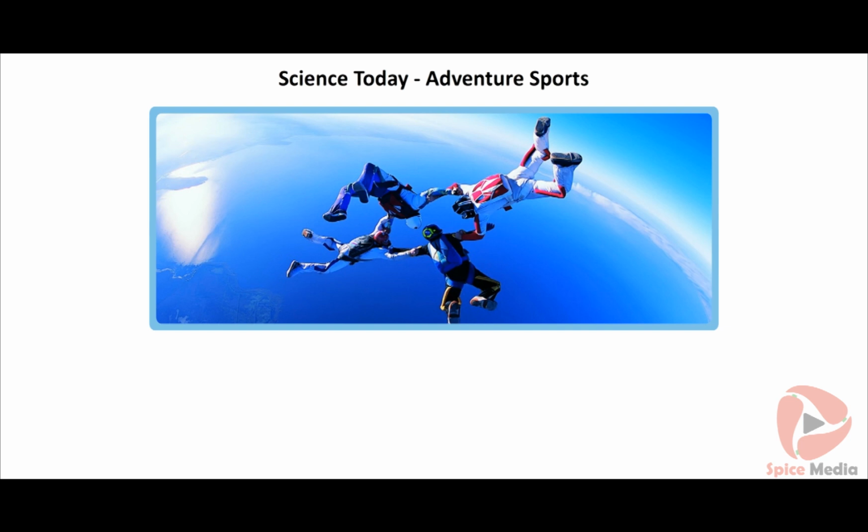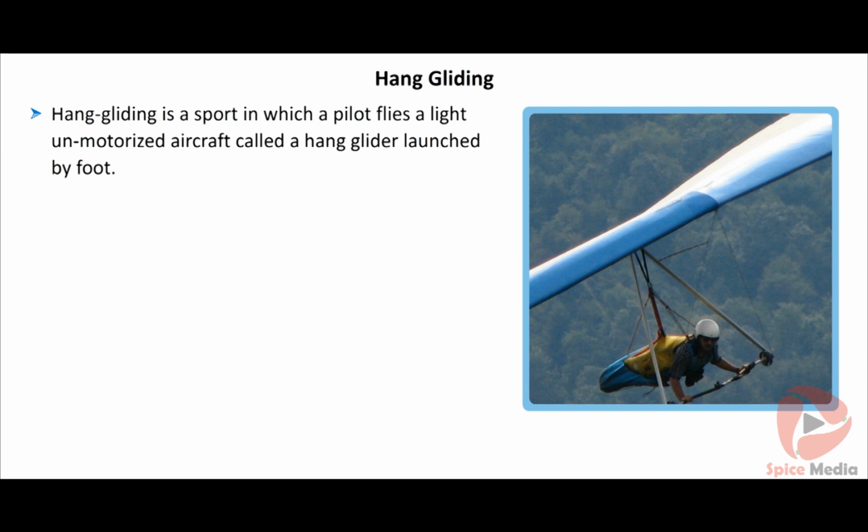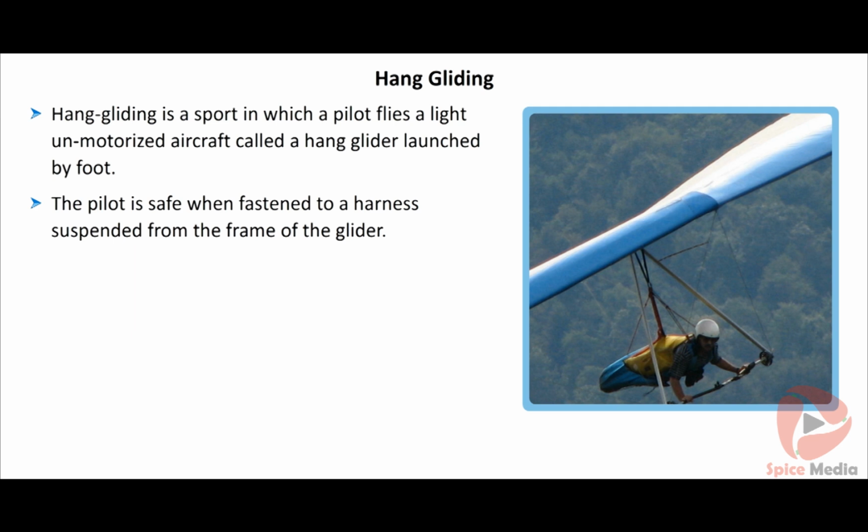We will now discuss the two types of gliding, the hang gliding and the paragliding. Hang gliding is a sport in which a pilot flies a light, unmotorized aircraft called a hang glider launched by foot. Most modern hang gliders are made of aluminium alloy. The pilot is safe when fastened to a harness suspended from the frame of the glider.